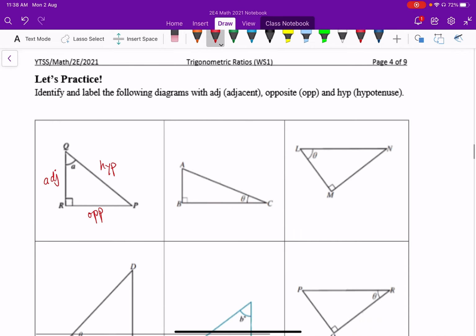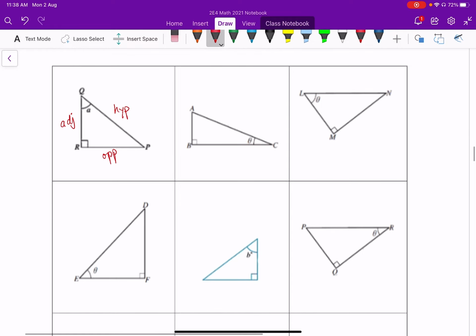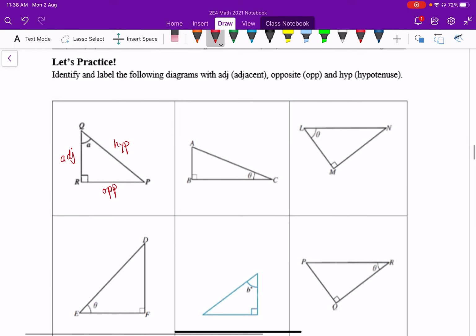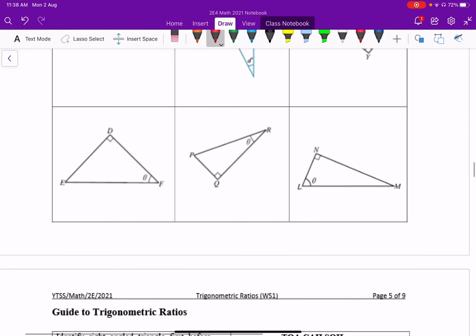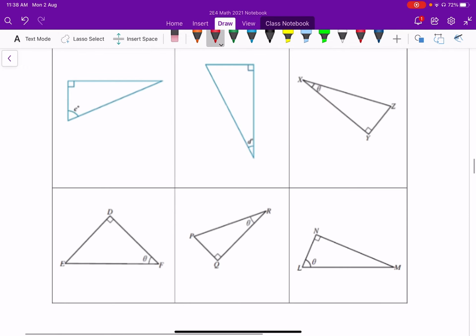I will leave the rest here for you to try out. You can refer to OneNote for the complete solution for this page. Once you are done, you can move on and check the answer, and we will move on to the next segment.